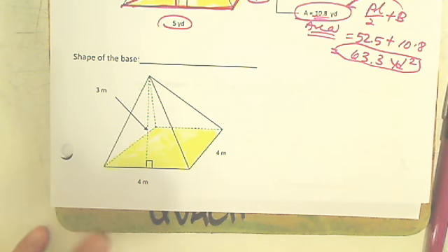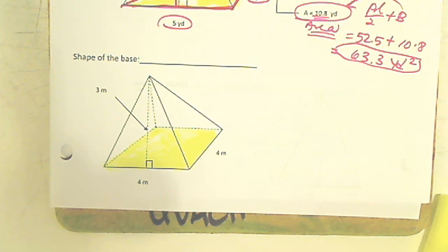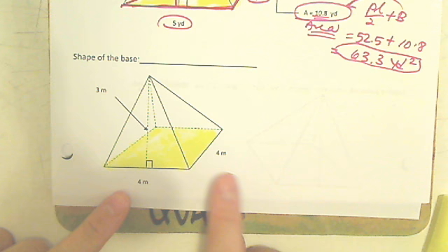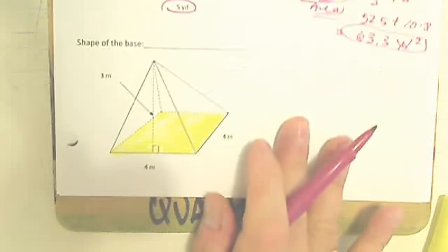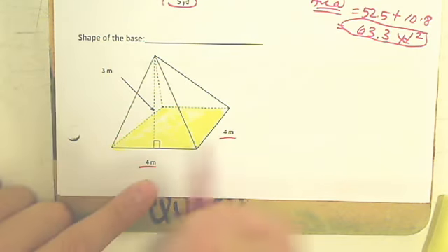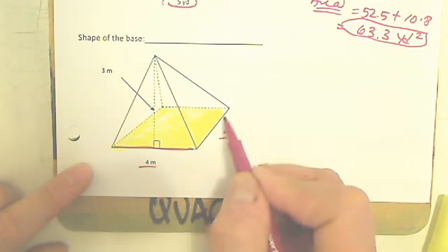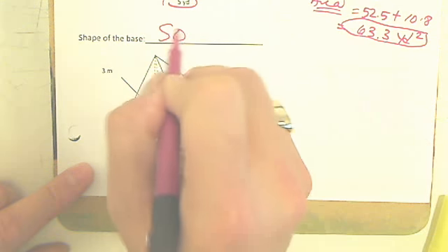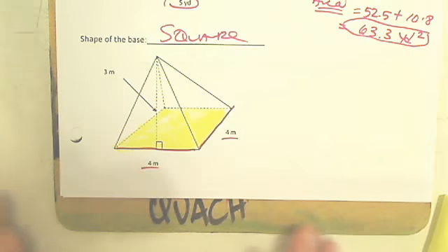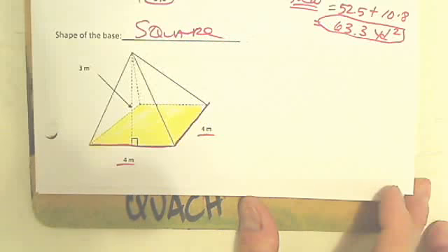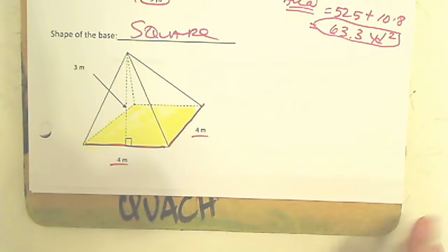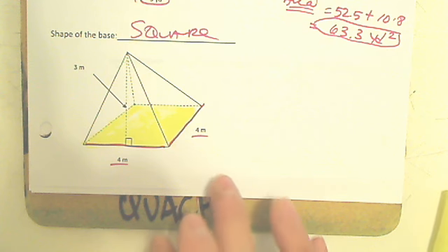Let's go to the second one. The shape of the base. How do you know? Right. Don't look at the picture. Look at the numbers. Okay. The base here is 4 by 4. Don't worry about the weird picture because I kind of drew it weird. This is a square. It's a square pyramid. A square base. Square pyramids are really easy to work.